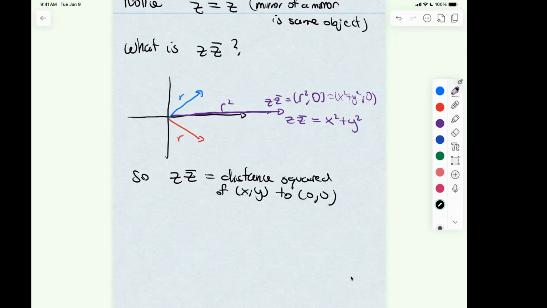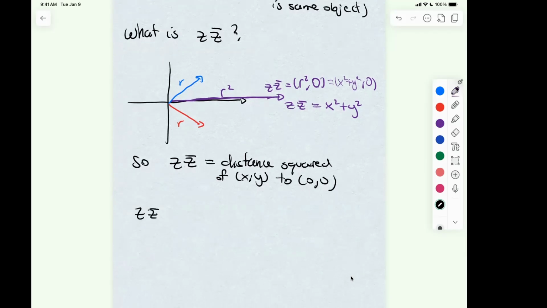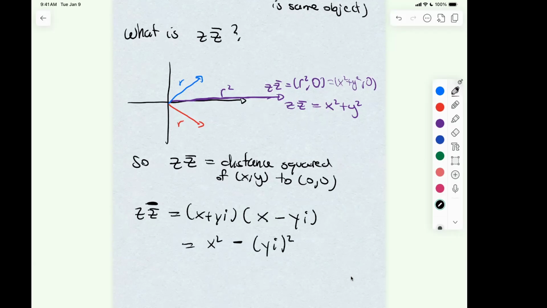So if I ask you what is z times z bar, that is x plus y times i, times x minus y times i. And this is actually a difference of squares formula, if you think about it. This is like a plus b times a minus b, so it works exactly the same way. So it would give you x squared minus b squared, but b squared in this case is y times i, squared, and because i squared is -1, that makes it a plus.